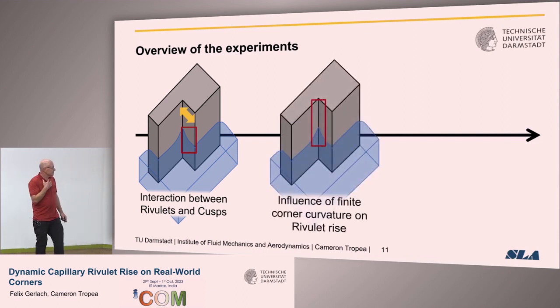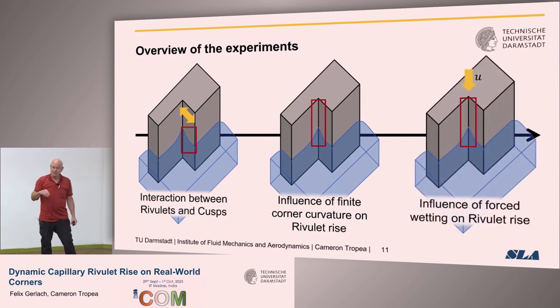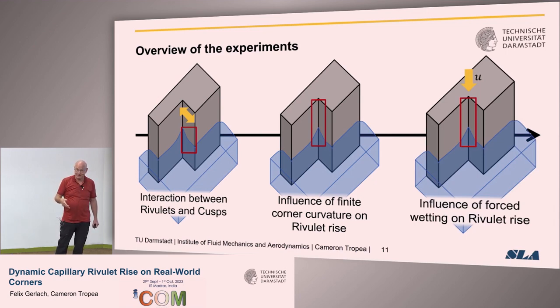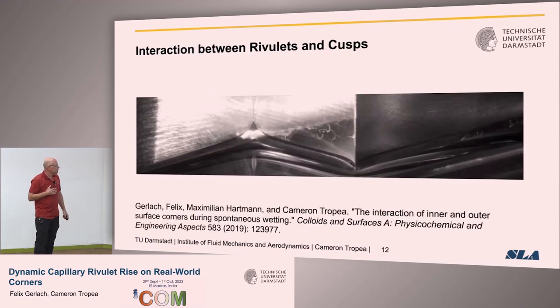The second is the real world corner. So it's not exactly 90 degrees, but there's some finite curvature left over. Does that influence the speed or the infinite rise of the rivulet? And the last case is if you're dipping and you have a velocity going down, what does the rivulet look like? You can imagine you've got the rivulet coming up superimposed, and then you're going down. Does it cancel out? And how do we look at that? This is the type of thing we're looking at.